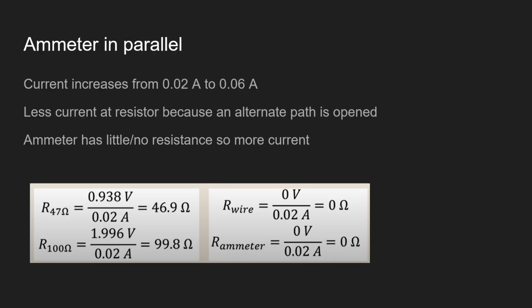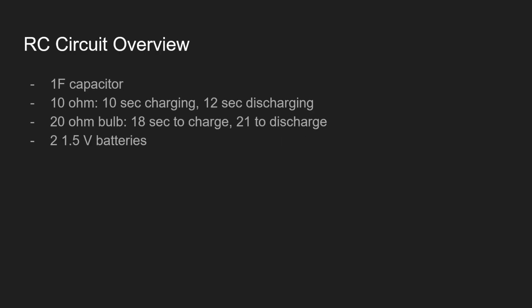The current increases from 0.02 amps to 0.06 amps when you put the ammeter in parallel instead of in series, because there's less current at the resistor when you open an alternate path through the ammeter, because the ammeter has little to no resistance. For the RC circuits, we used a 1 farad capacitor.